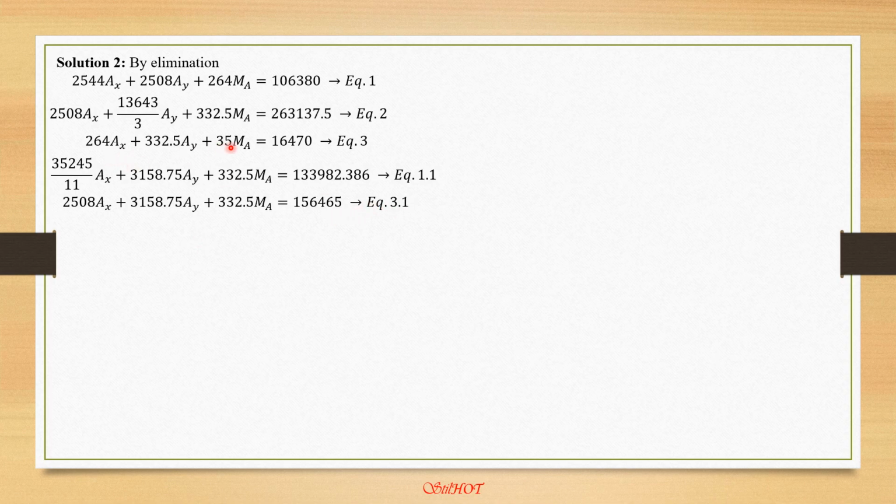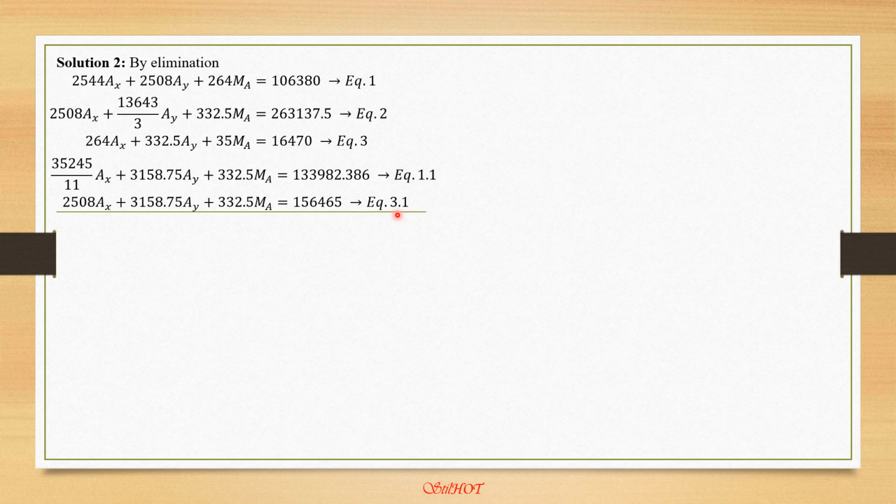This is equation 3.1, by the way, after we multiply equation 3 here by 332.5 over 35, so the coefficient of MA is the same as in equation 1.1. So the first term becomes 264 times 332.5 over 35, 2508 AX. The second term is 332.5 times 332.5 over 35, 3,158.75 AY. And the third term is 332.5 MA. So 16,470 times 332.5 over 35 is 156,465.